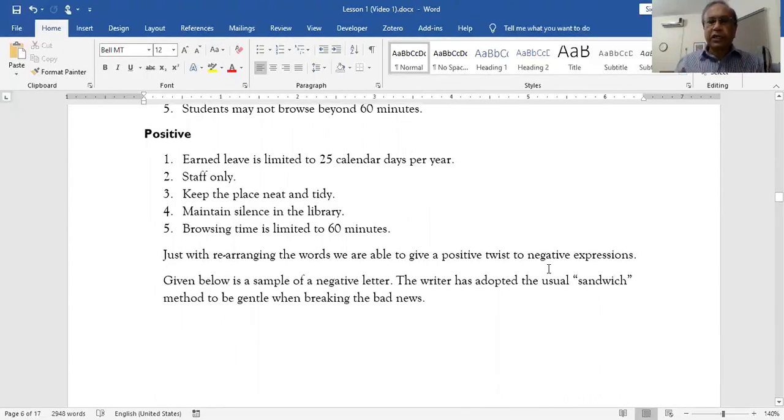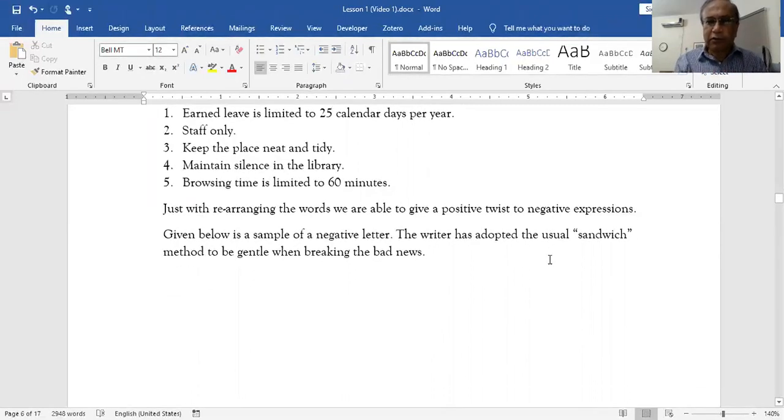So you can see that we have transformed the negative sentences into positive sentences. They sound much better. Just with rearranging the words, we were able to give a positive twist to the negative sounding expressions. So now let us look at a letter whose message is negative, but we shall draft the sentences, or we shall couch the expressions, in a positive sounding tone.